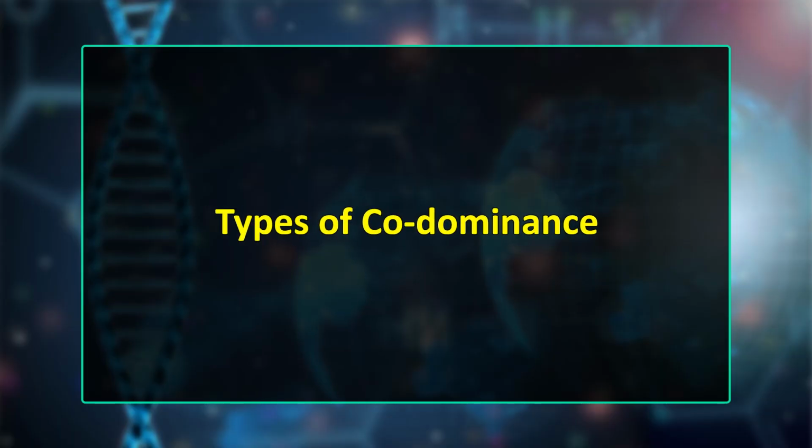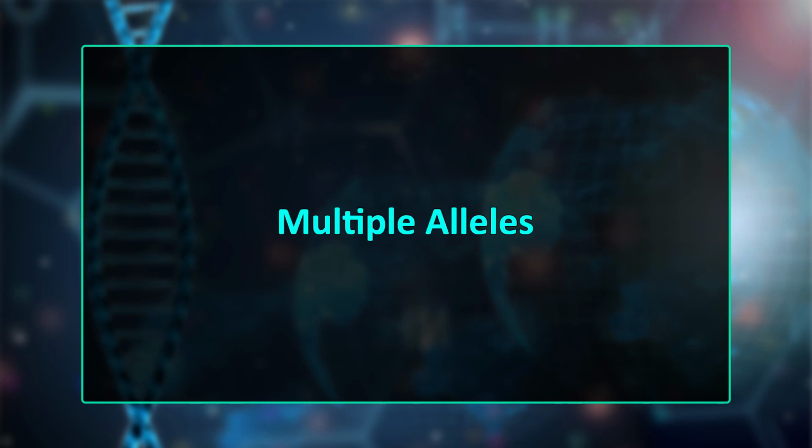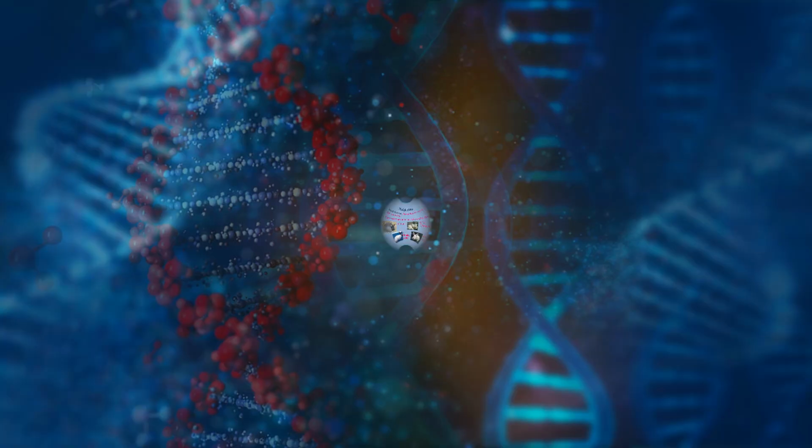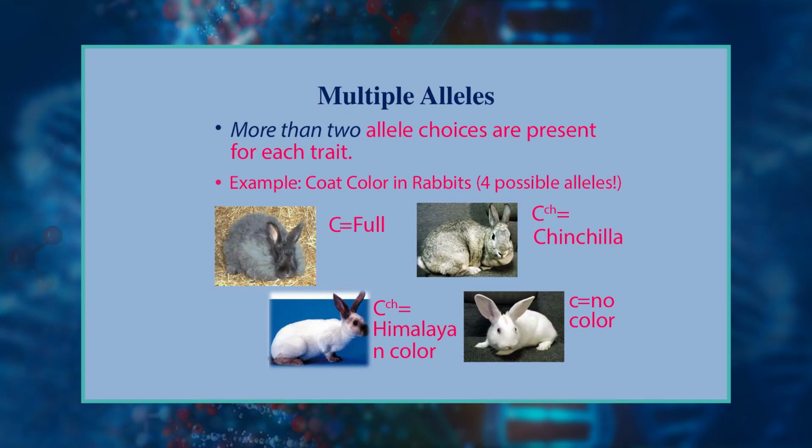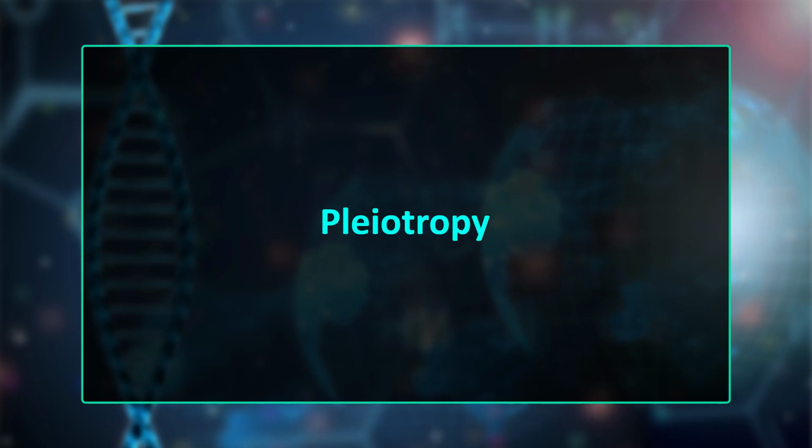Now, let's discuss the types of codominance. One example is multiple alleles. Some populations have multiple alleles of a given gene. For example, the gene for coat color in rabbits has 4 common alleles: C, CCH, CH, and C. Dear students, let's now discuss pleiotropy.